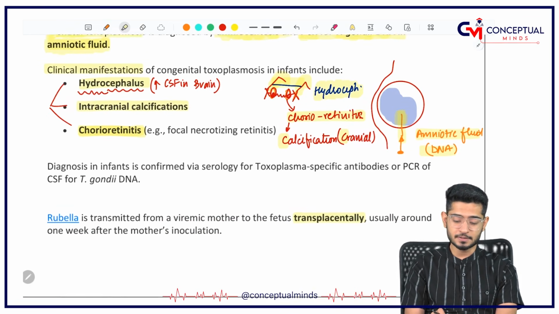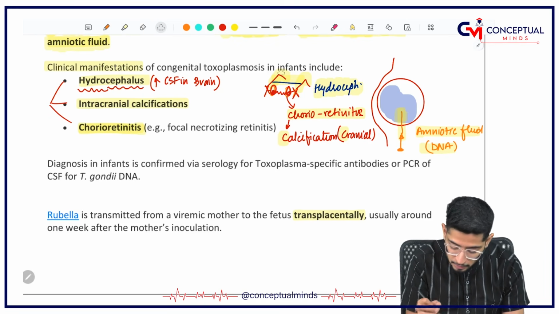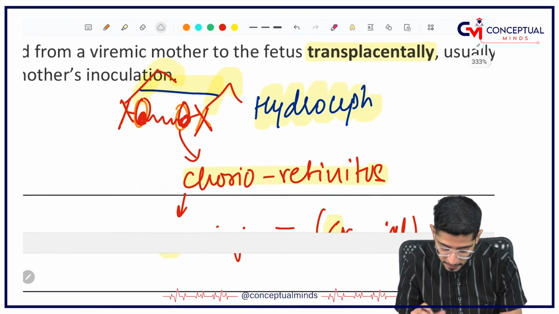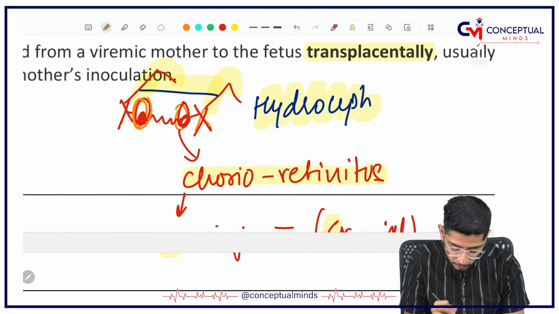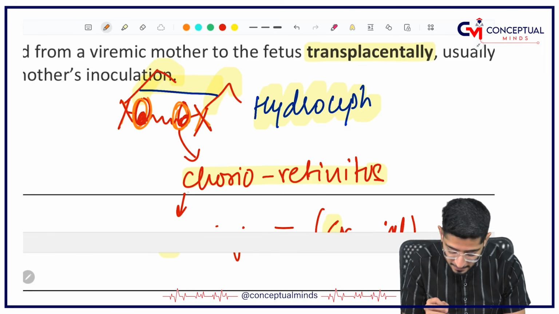What are the clinical features? So can you see this specs? I'll try to zoom on this picture for you. See this picture now. So can you see these both circles? Eyes, this is a specs. So these both circles are eyes.